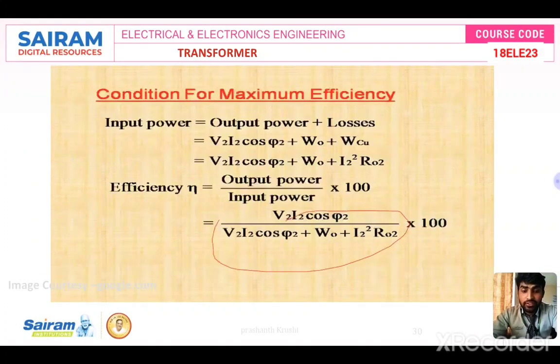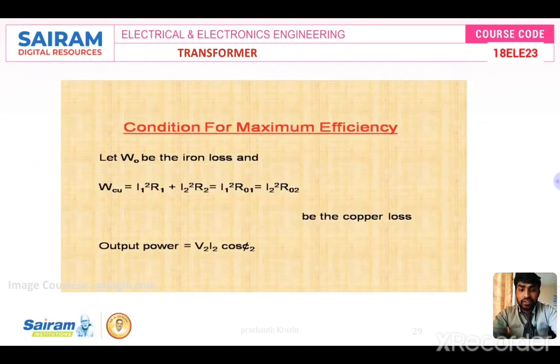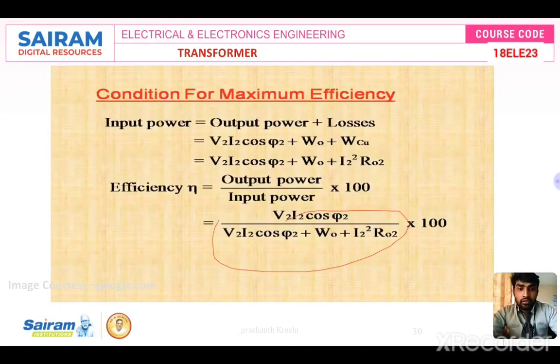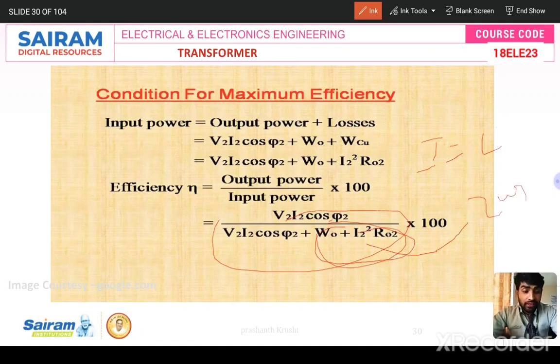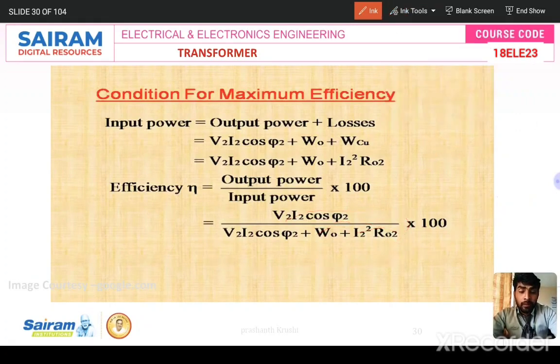Just substitute over here in this, we will get equations like, finally the equation becomes W0 is equal to I2 square R2. What we will get? Iron loss is equal to copper loss. Just replace this with 2W0 or 2WCU, copper loss. So otherwise you can write the equation like this. Efficiency of transformer is equal to x into kVA into cos phi divided by kVA into cos phi plus iron loss plus copper loss. Instead of iron loss plus copper loss, 2W0 or 2WCU.